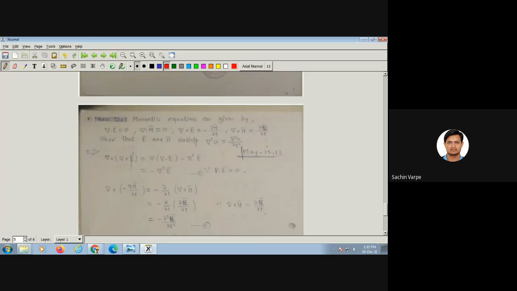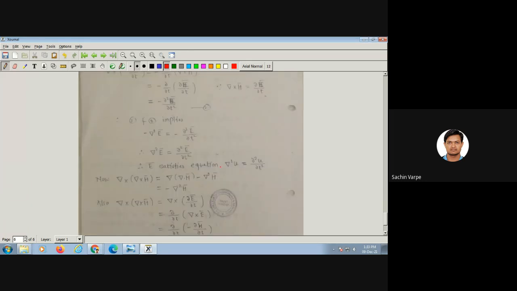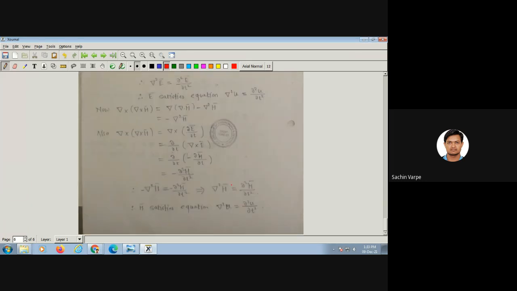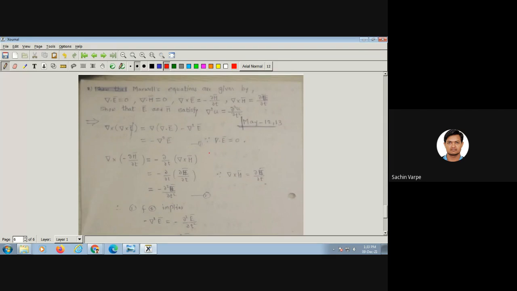So what I'll do, I'll share this PDF to you all. You just go through the PDF and ask me any questions, if any. Maxwell's equations: definitely one question will be there in the final on Maxwell's equations, in question number 5. Okay, so shall we stop here?